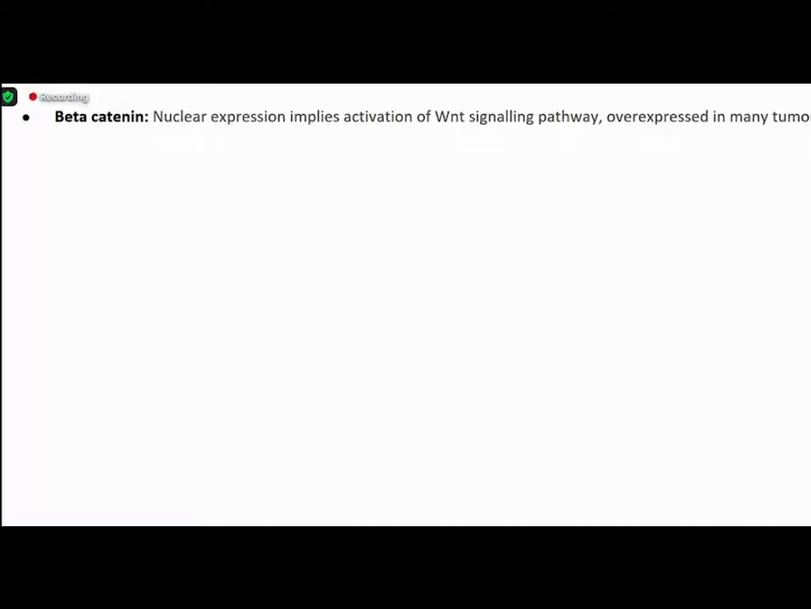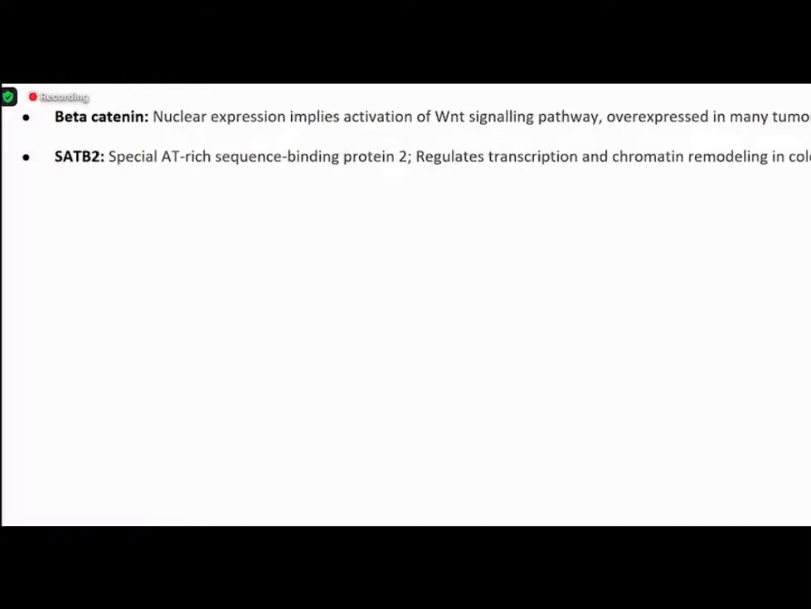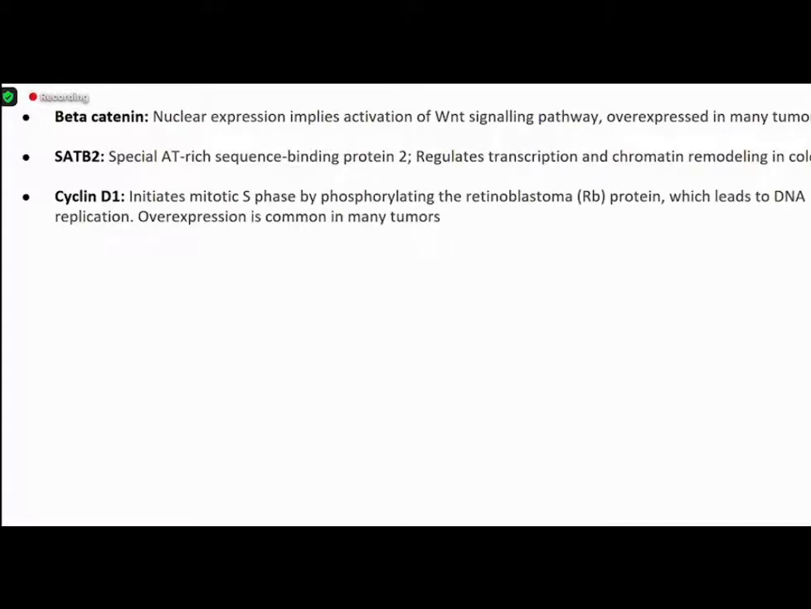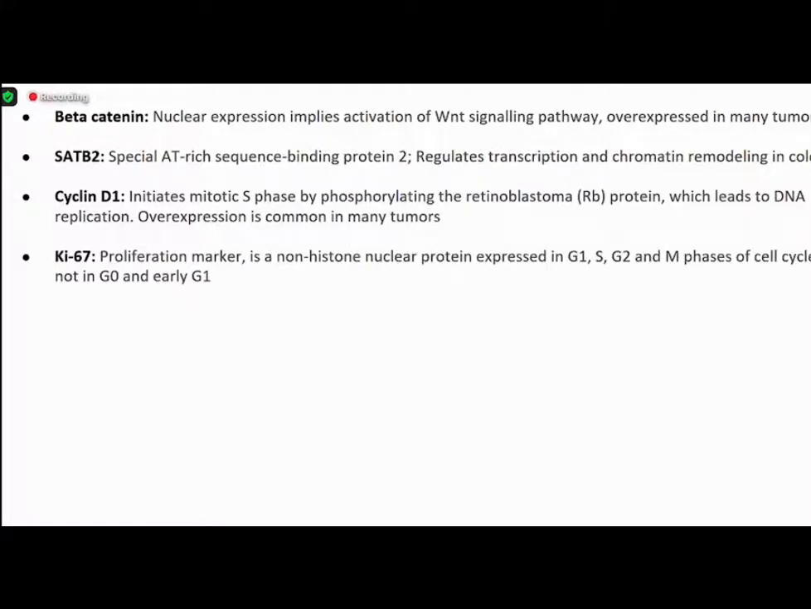Beta-catenin's nuclear expression implies activation of the WNT signaling pathway, which can cause transcription of many downstream genes and has been implicated and overexpressed in many tumors. SATB2 is a special AT-rich sequence binding protein 2, which regulates transcription and chromatin remodeling in colonic cells. Cyclin D1 initiates mitotic S phase by phosphorylating the retinoblastoma protein, which leads to DNA replication, and overexpression is common in many tumors. Ki67 is a proliferation marker, a non-histone nuclear protein, which is expressed in G1, S, G2, and M phases of the cell cycle, but not in G0 and early G1 phase.